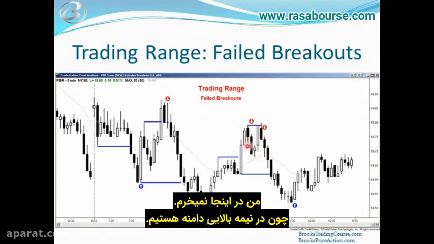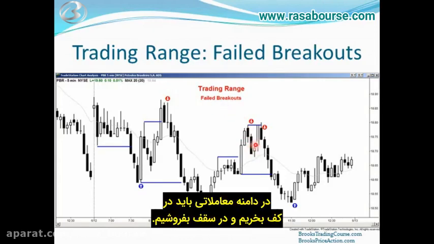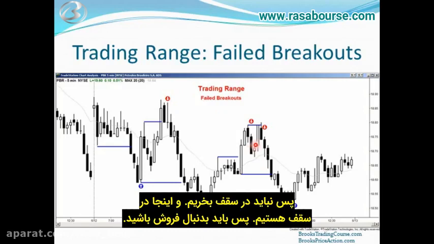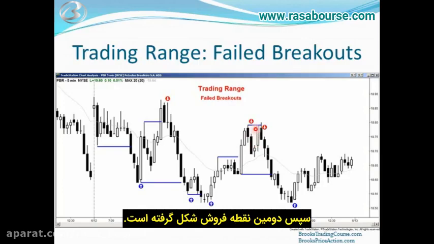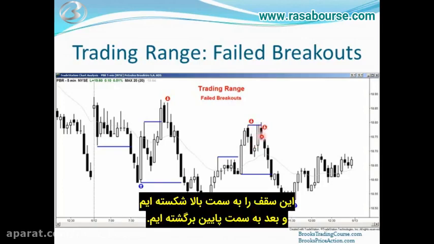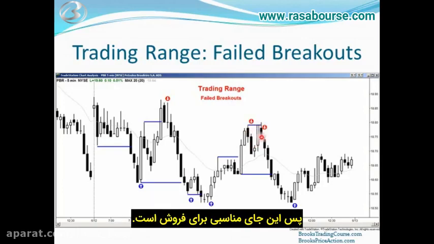We're in the top half of the range. Trading range, you buy low, sell high. You don't buy high. And this is high. You should be looking to sell. We have a second entry short. We broke above this high and are reversing down. So that's a reasonable short.